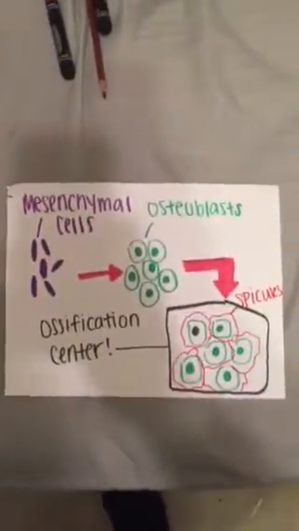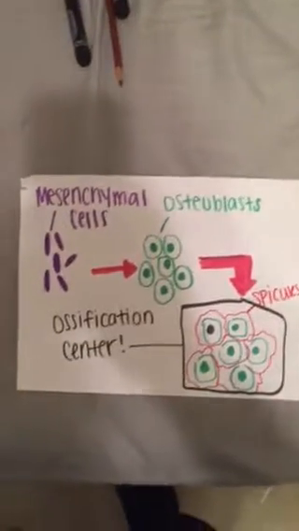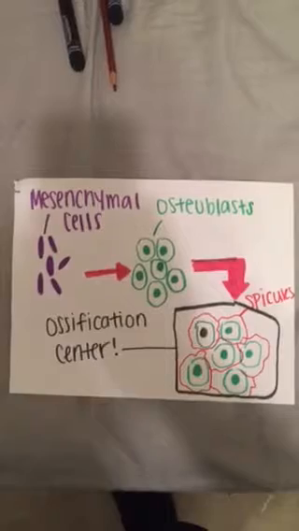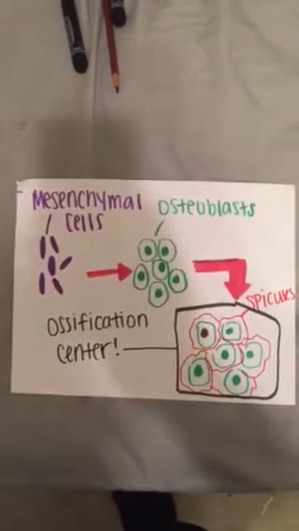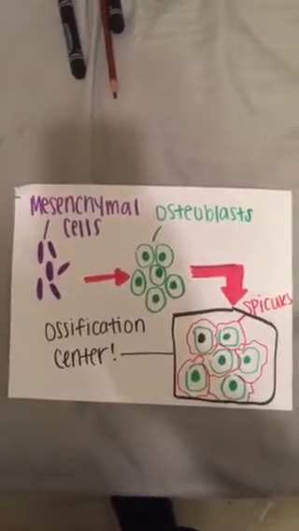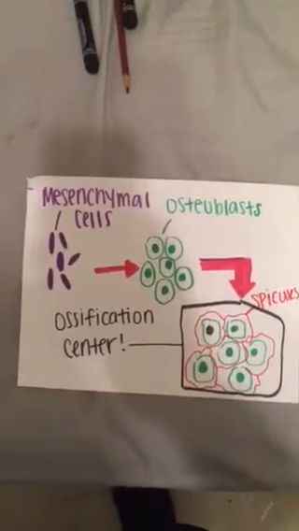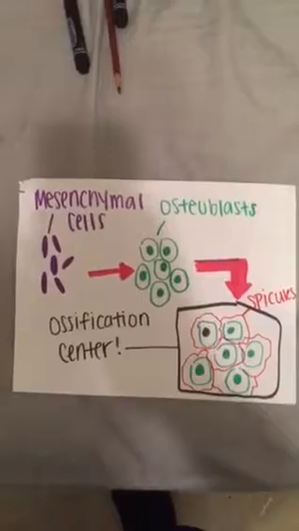This all starts with mesenchymal cells. These are basically a building block cell which can turn into osteoblasts. These osteoblasts are what make up the actual bone. When many osteoblasts come together, they will form an ossification center, which is the start of the ossification process.